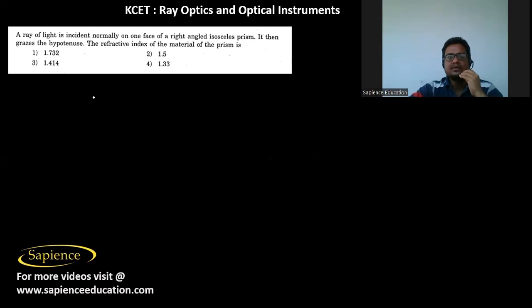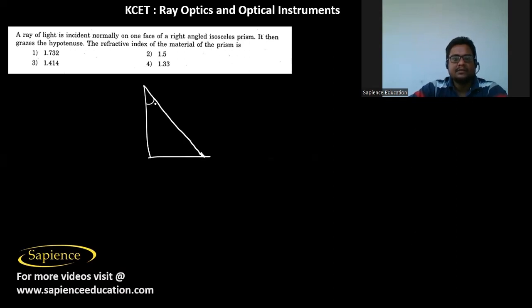Then it is told a ray of light is incident normally on one face of a right angled isosceles prism. Right angled isosceles prism means the two angles are 45 degrees, 45 degrees, and this is the right angle. So a ray of light is incident normally here. It will pass through the prism, and then it is told it grazes the hypotenuse. So it means that the angle of refraction is 90 degrees here. The angle of incidence is 45 degrees.